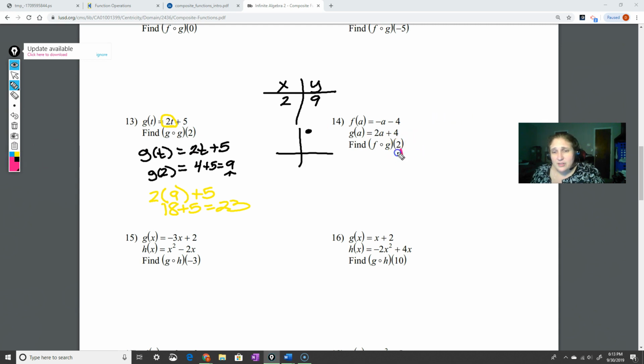Here, it says do it of 2. First, we do g. We start with the inside, then we move to the outside. So I'm going to plug 2 in. 2 times 2 plus 4. 4 plus 4. What's 4 plus 4? 8. Now that I have this, 8 gets plugged into f. The opposite of 8, minus 4, negative 12.